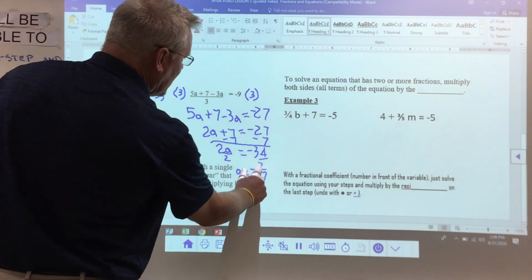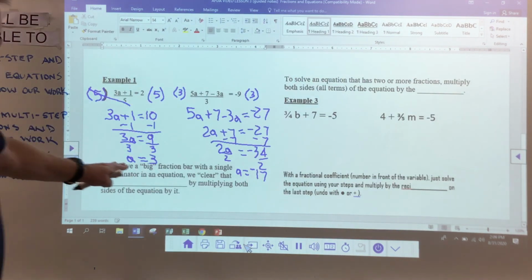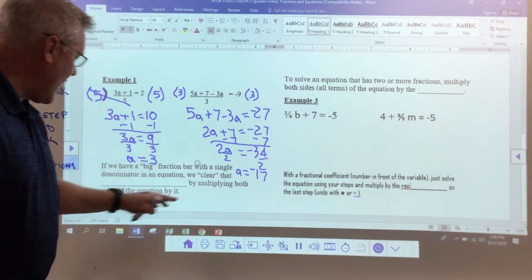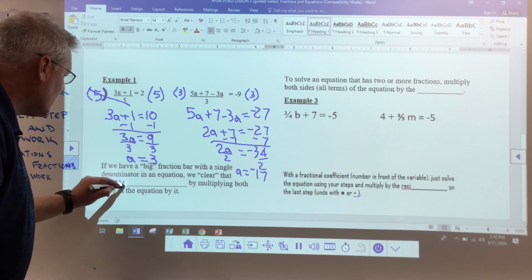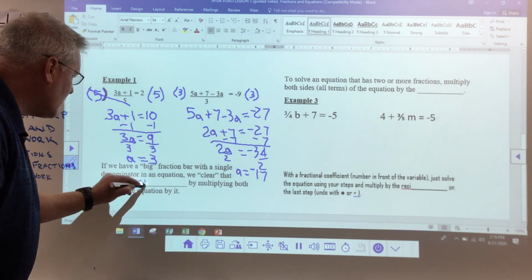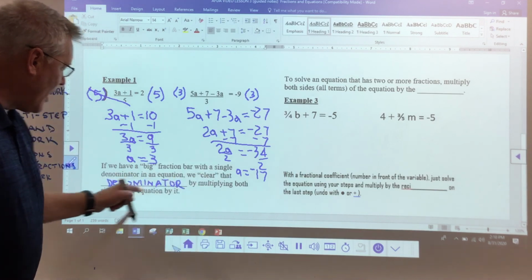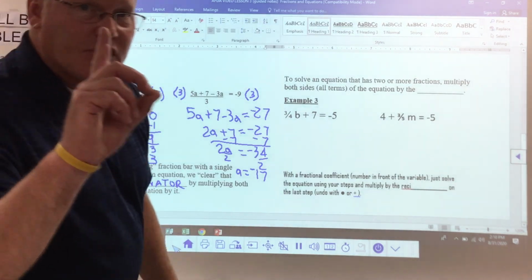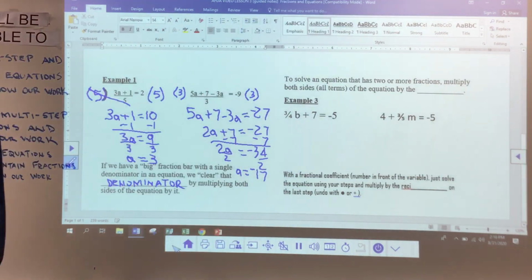So check that, see if negative 17 is the answer there. Now, if we have a big fraction bar with a single denominator in an equation, we clear that denominator by multiplying both sides of the equation by it. So that's what we did up there. So that's the first trick you learned. Get rid of that denominator by multiplying both sides by it.